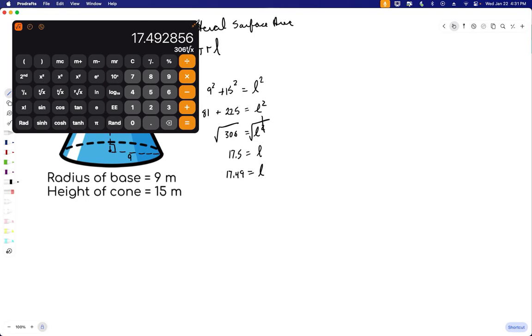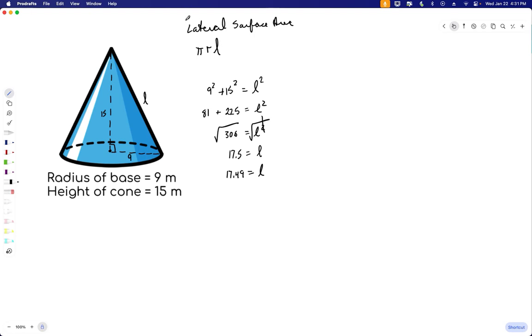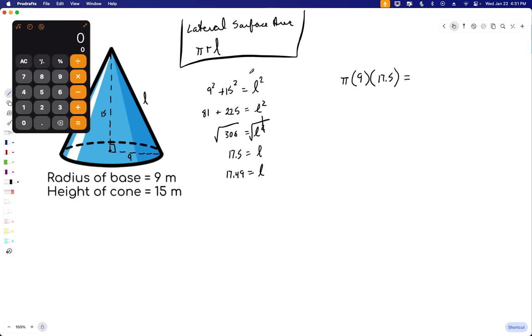But that is just giving us this right here. To get the lateral surface area, we have to perform this calculation. So it's going to be pi times the radius of 9 times L. So let's do 17.5 first. So we just calculate that. We multiply 9 times 17.5. That's 157.5 times pi, and this is in meters, so it's meters squared.